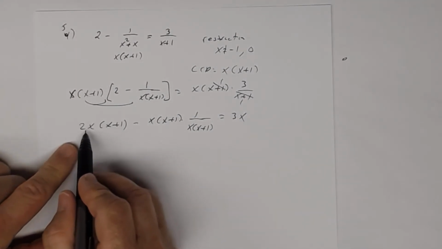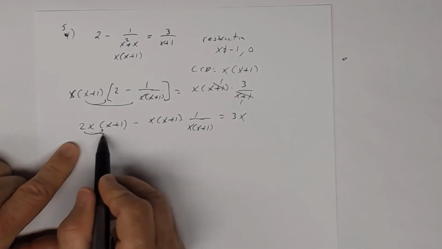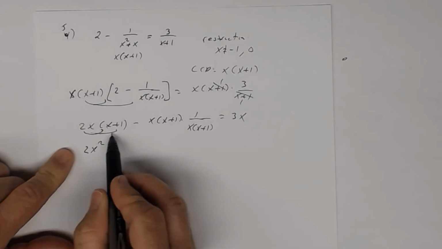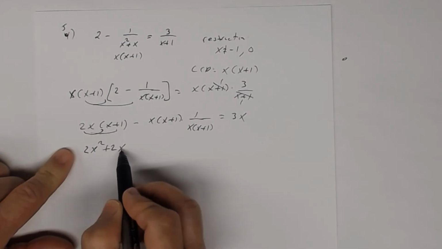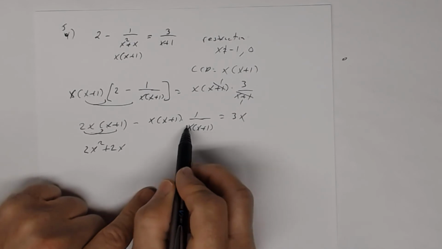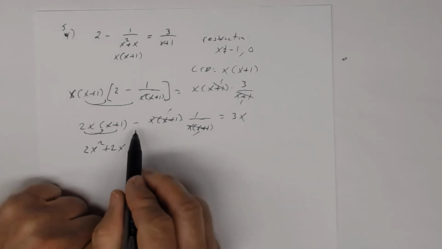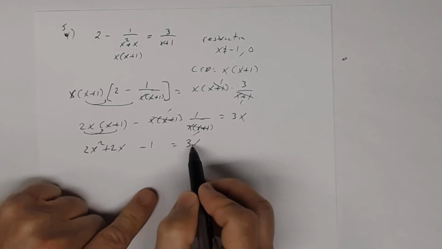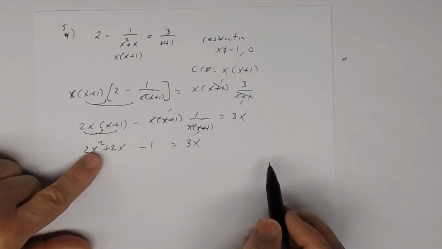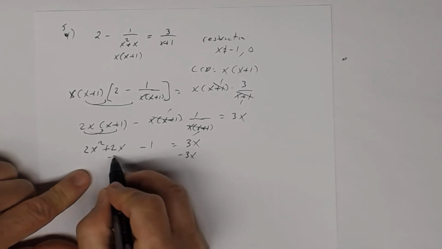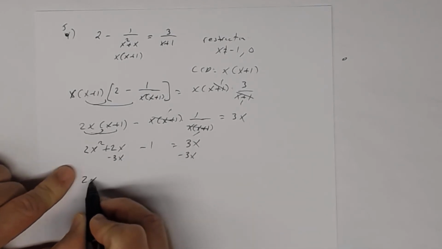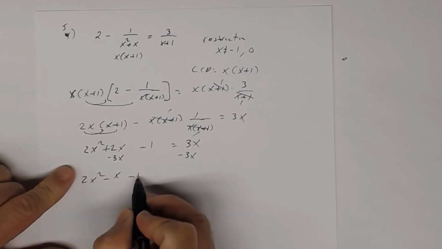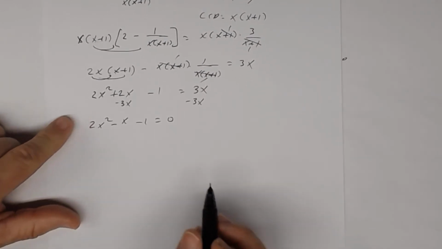Okay, now be careful here. You have a monomial times a binomial, so I'm going to distribute. So 2x times x is 2x squared. 2x times 1 is 2x. Over here, all of this divides out, right? So you get minus 1. Minus 1 equals 3x. So you have this quadratic equation. So I'm going to go ahead and subtract 3x from both sides. Combining like terms, you get 2x squared minus x. 2x minus 3x is a negative x. Minus 1 equals 0. All right, let's go ahead and factor.